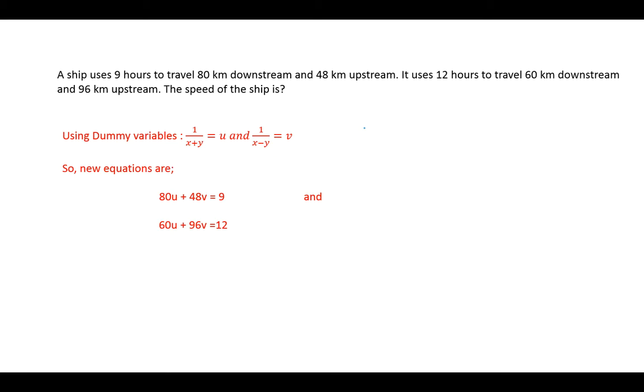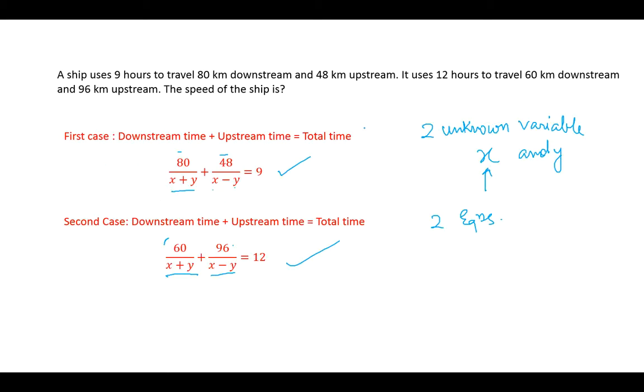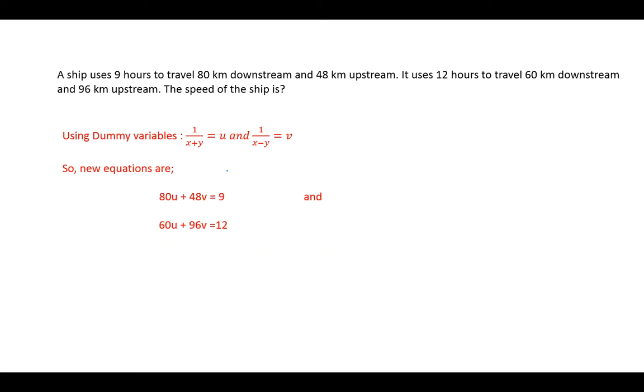For example, what we'll do is that this 1 by x plus y we'll take as u, and 1 by x minus y we'll take as v. So the equation becomes 80u plus 48v equal to 9, and for the second case it will become 60u plus 96v equal to 12. Okay, now this is straight away simultaneous equations. It is much easier to solve and much simpler to look at, right?